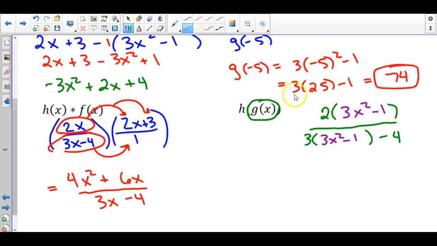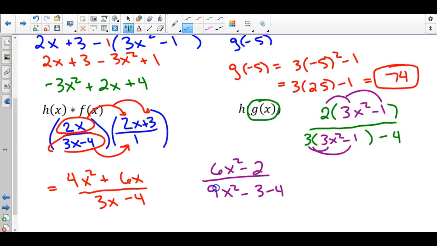and then all you're going to do is simplify. So to simplify my numerator, I'm going to distribute. So I'm going to end up with 6x squared minus 2. And on my denominator, I'm going to distribute this as well. And that'll end up being 9x squared minus 3 minus 4. So what I can do is just clean up that bottom by combining a couple like terms. And my denominator becomes 9x squared minus 7.